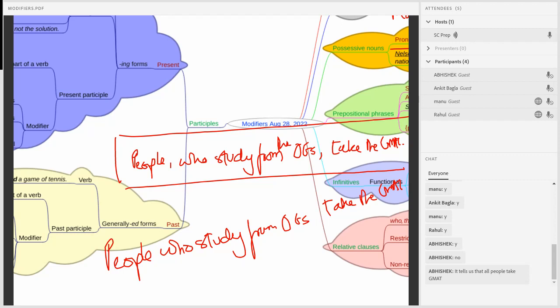So take a look at the second sentence. Again, you have a relative clause, but the difference now is this relative clause is defining the noun before it. It is pulling a subset out of the larger set. So the way it is meant to be read is those people who study from OGs, those particular people, not all of them, just those people who study from OGs take the GMAT. So even though both of these sentences are grammatically correct, it is actually the second one that is correct from a meaning perspective.